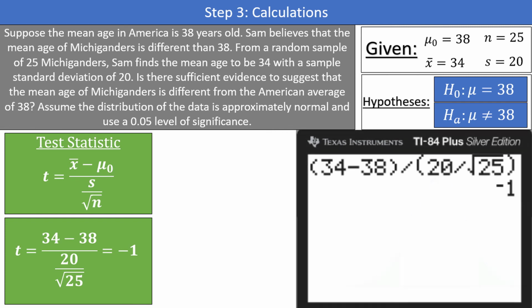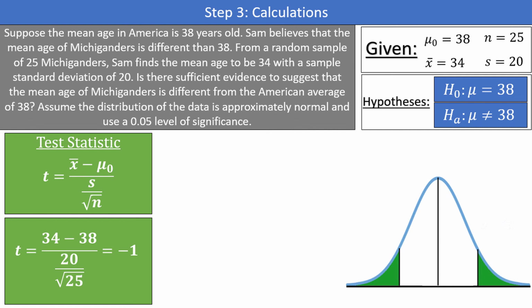This time we graph the t distribution, which is symmetrical, just like the z distribution. The mean of a t distribution is 0. We must plot our test statistic of -1, but we must also plot +1 since we have a two-tailed test, which is indicated by the not equal to sign in the alternative hypothesis. The p-value will be the combined area of the two green shaded tails. Instead of finding the area of each tail individually, we can find the area of one tail and multiply by 2, as the distribution is symmetric.